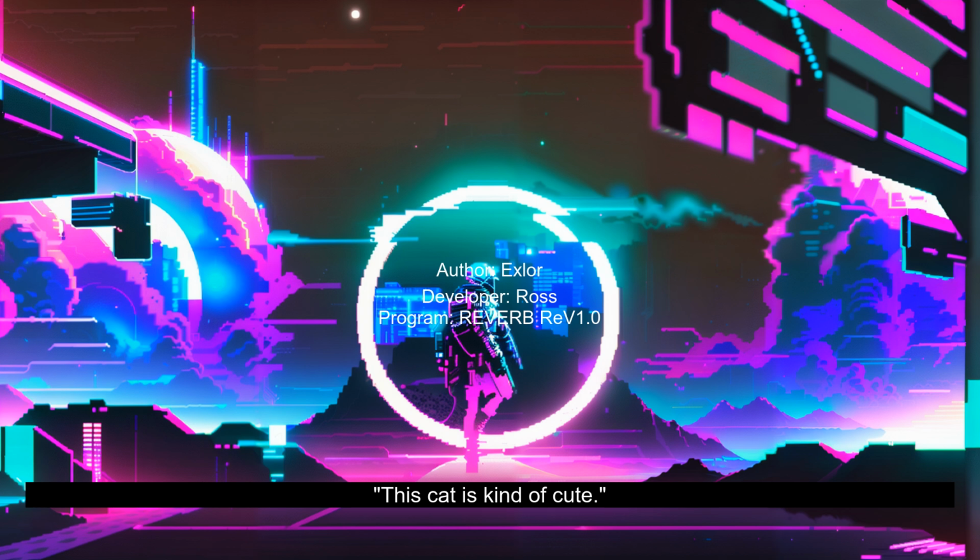"This cat is kind of cute," Vess remarked, as he scratched the mechanical creature's head. "Is it supposed to do something more than beg for scratches and hugs?"